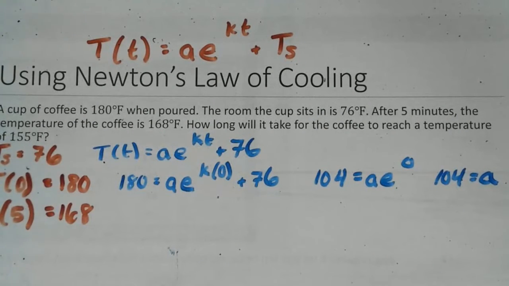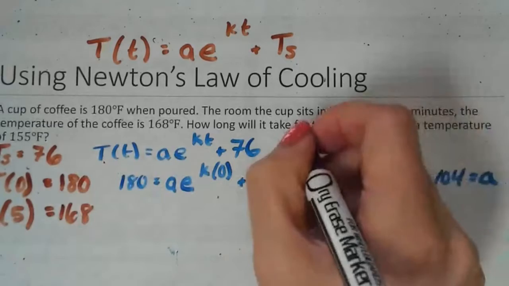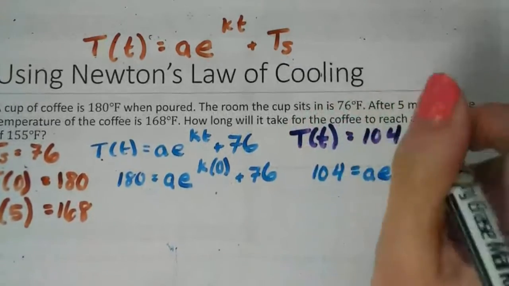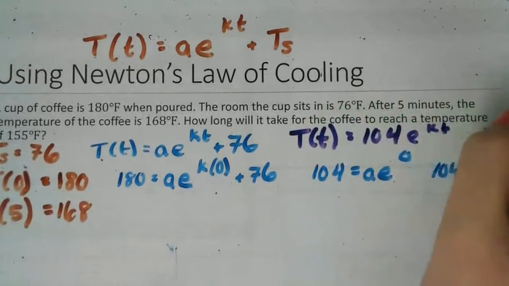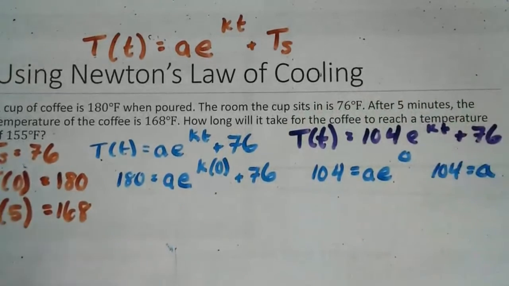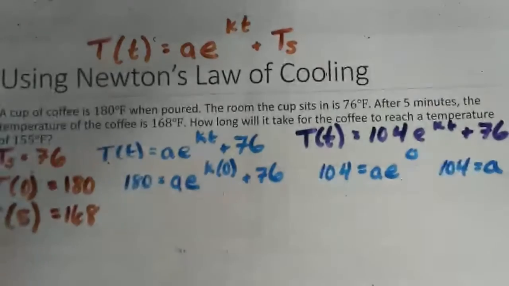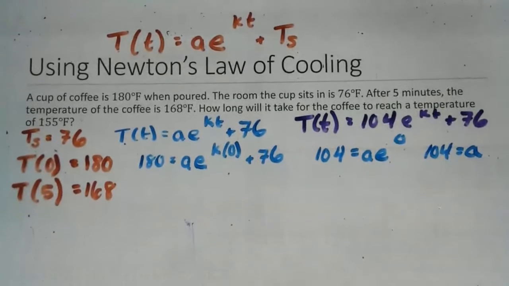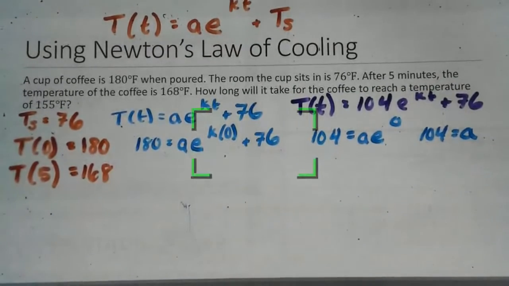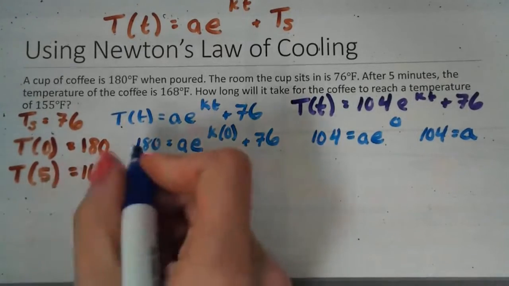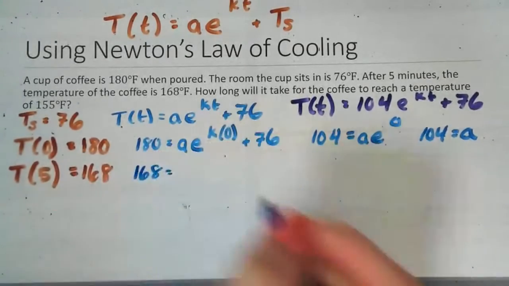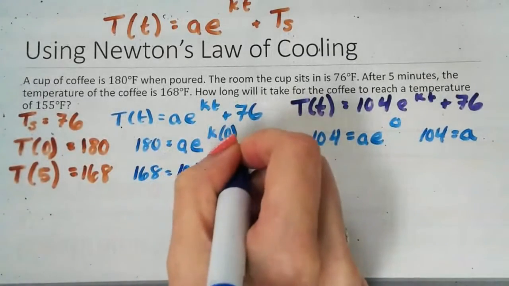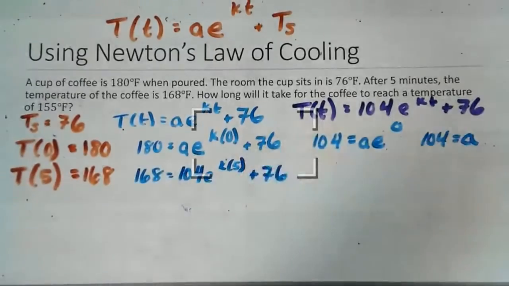So I'm going to update the formula I had before, because now we know A. So now we're working with T of t is equal to 104 e to the kt plus 76. We are a step closer. So now let's use the second piece of information. What happens after 5 minutes? We know T of 5 is equal to 168, so let's plug that in. So we get 168 is equal to 104 e to the k times 5 plus 76.